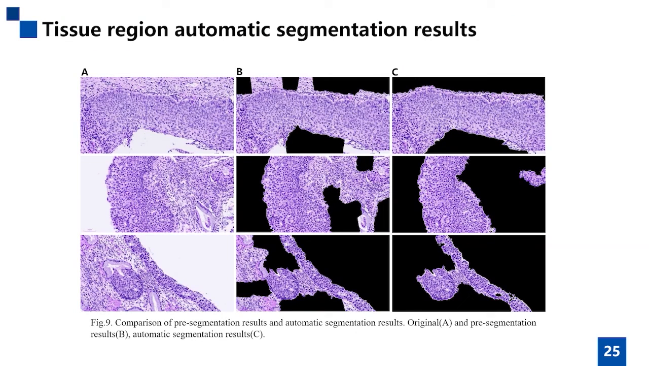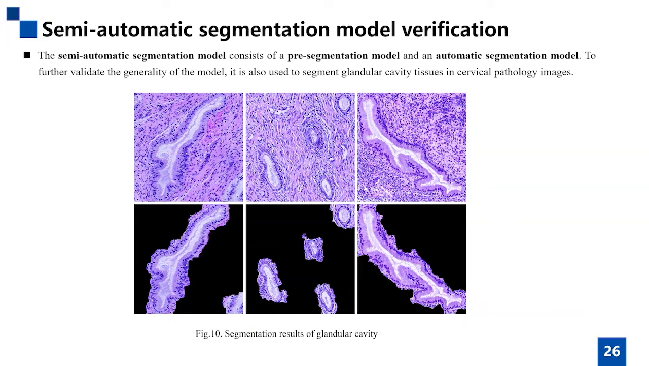The automatic segmentation model, based on deep learning, learns the unique cell arrangement patterns and the specific pathological features of the epithelial tissue, and thus performs well even on cervical pathology images with disordered cell alignment and uneven staining. To further validate the generality of the semi-automatic segmentation model, it is also used to segment glandular cavity tissues in cervical pathology images. The visual display of the segmentation results is shown in Figure 10, which achieves medically acceptable results. This further demonstrates that the semi-automatic segmentation model provides a versatile solution to segmenting lesion regions in various tumor images.